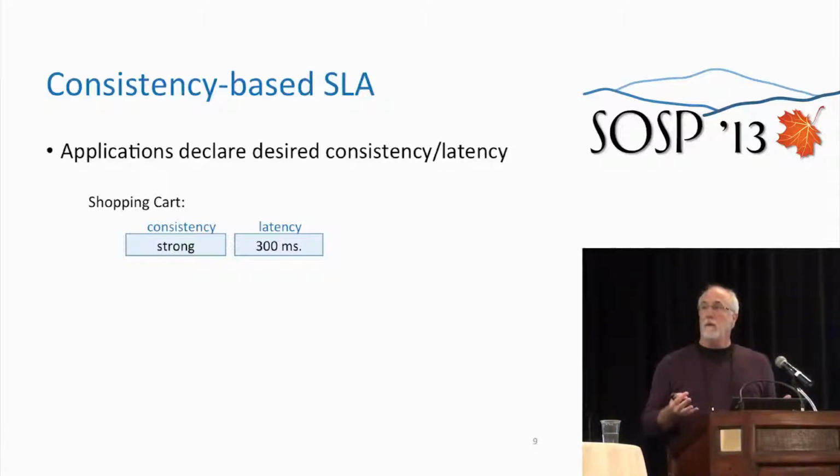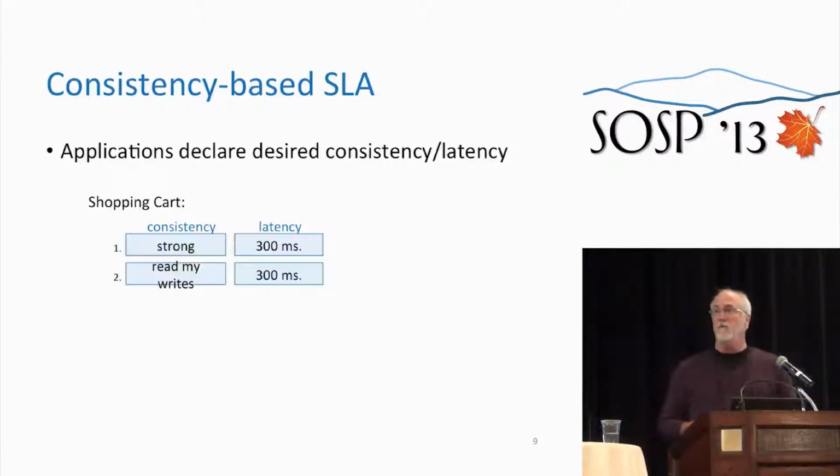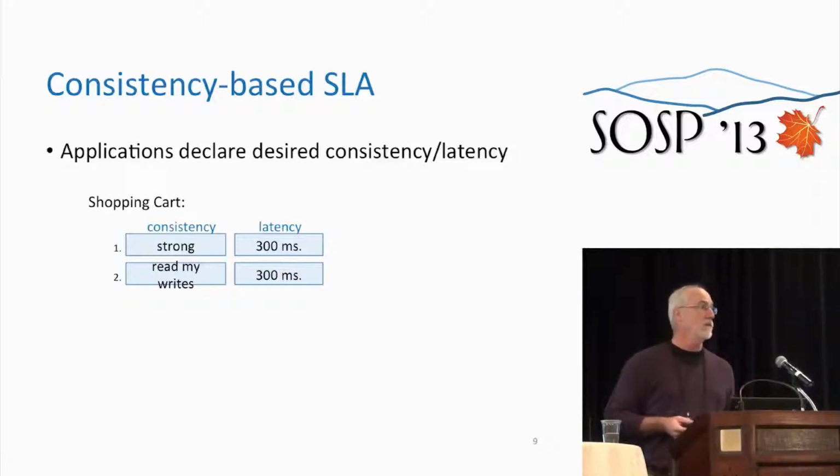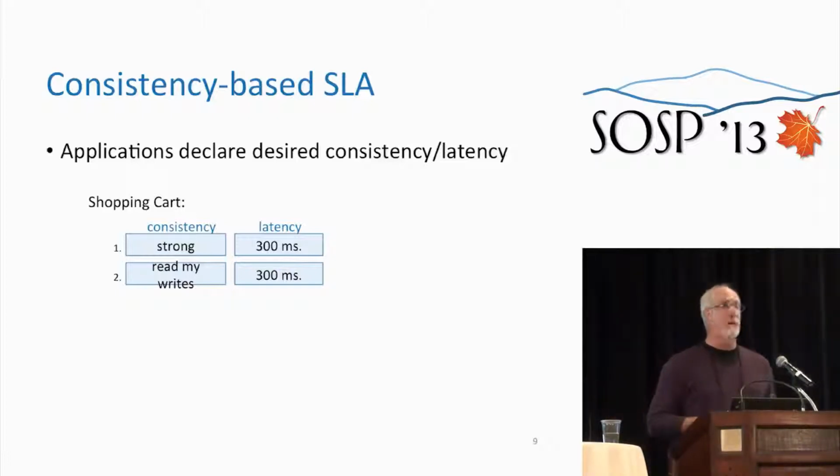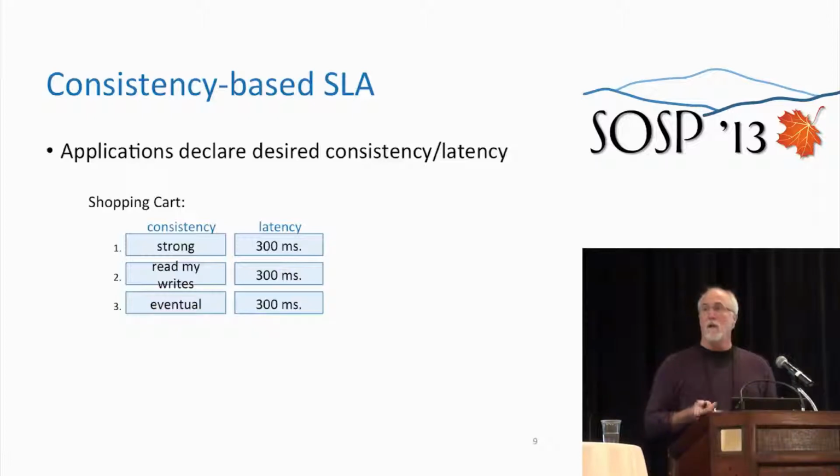In this particular application, the developer would like to be able to say, keep the latency bounded by 300 milliseconds, but it's okay if you give me read-my-writes consistency. That would be my second choice if you can't give me strong consistency. And he may go a step further and say, at the very least, I will tolerate eventual consistency as long as my latency bound is 300 milliseconds or less.